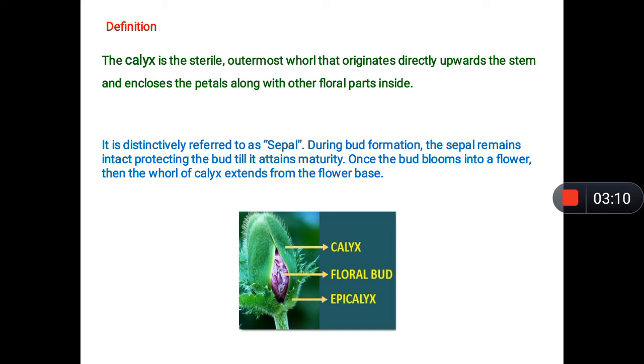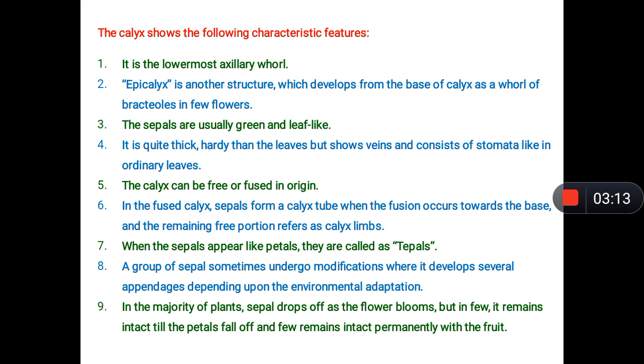So in the next slide you can see the general characteristic features of the calyx. There are 9 characteristic features of the calyx. The first one, it is the lowermost axillary whorl. When we use the word axillary, that means it is originated from an axis. Of course, in case of the green plant, the pedicel is the extension, and through that axis the calyx emerges.